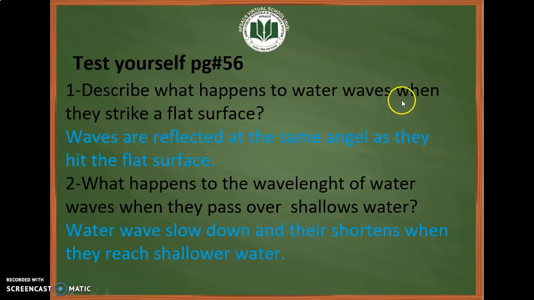Describe what happens to water waves when they strike a flat surface. Waves are reflected at the same angle as they hit the flat surface. What happens to the wavelength of water waves when they pass over shallow water? Water waves slow down and their wavelength shortens when they reach shallower water.